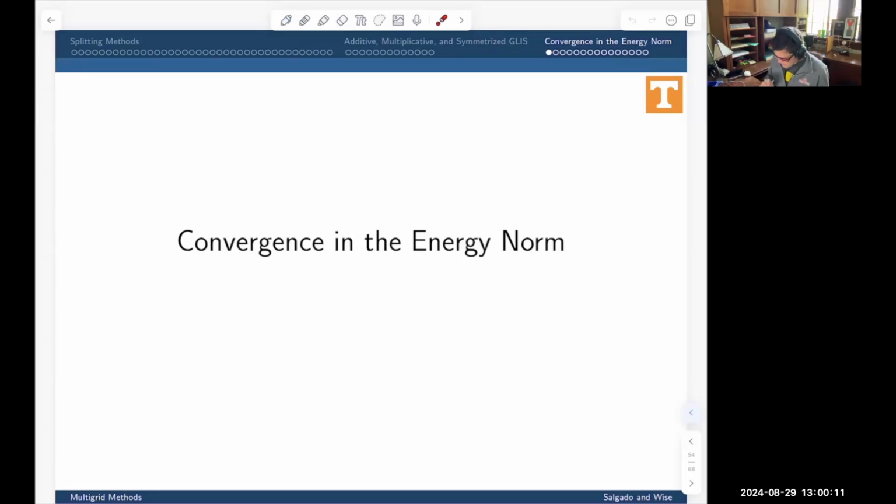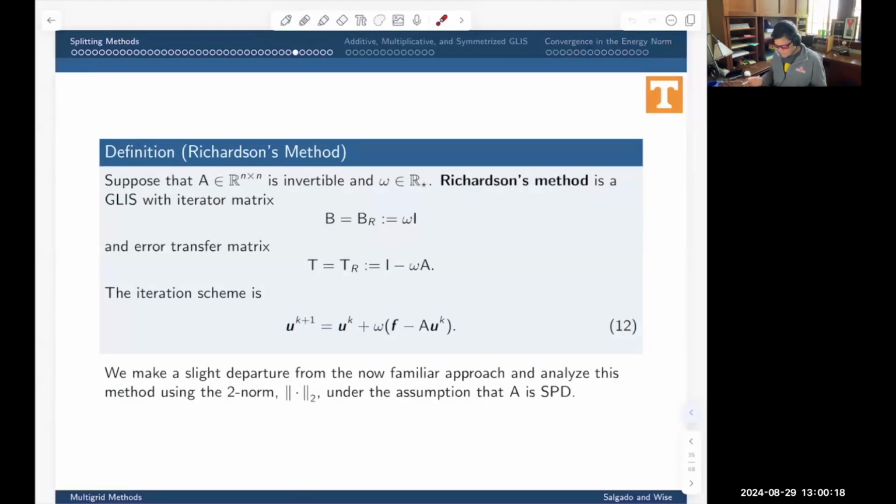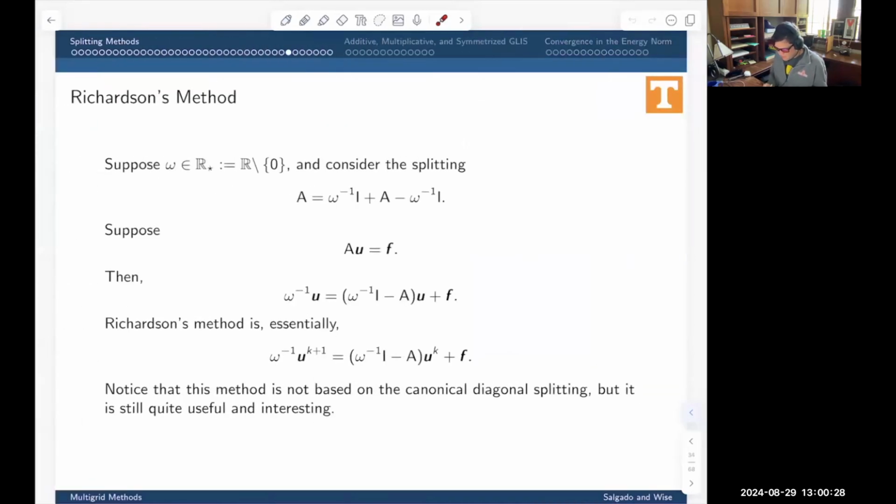So let me go back for a moment to Richardson's method. And the proof that we had for Richardson's method was fine. It was just that I had an omega inverse where I should have had omega. And when I described the splitting to begin with, it should have been omega inverse.